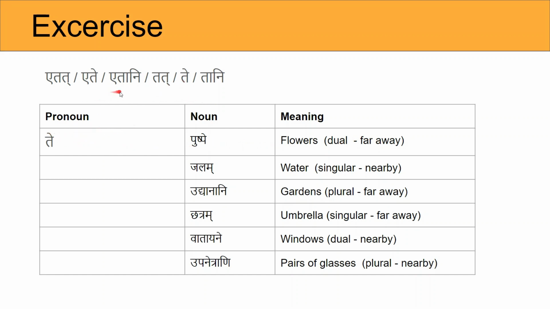Use each of these only once, and I have given the nouns and the meanings, whether they are singular or plural, and also whether they are near or far away. So pushpe, jalam, water, udyanani, gardens, chatra, umbrella, vatayane, windows, upanetrani, pair of glasses, more than two, in general plural.